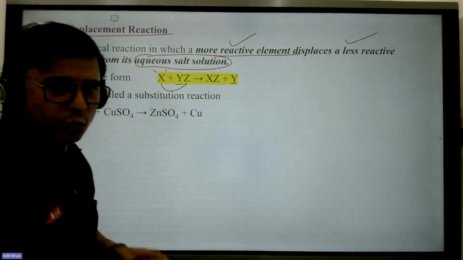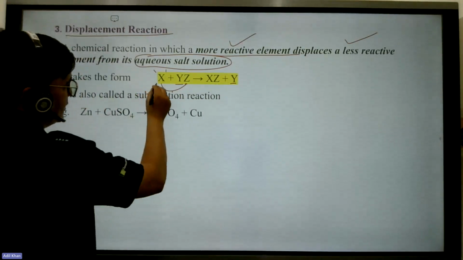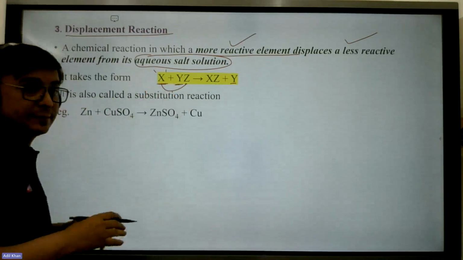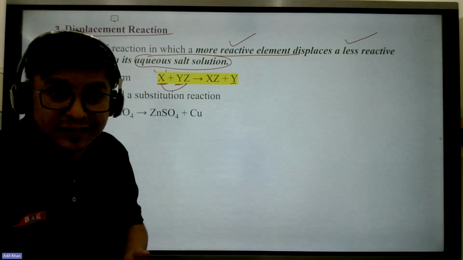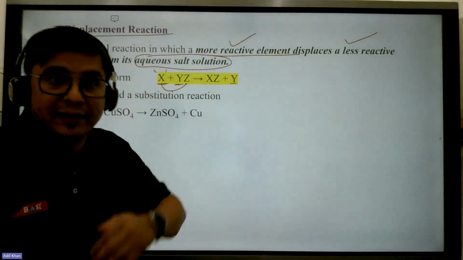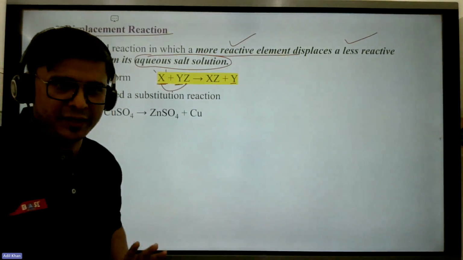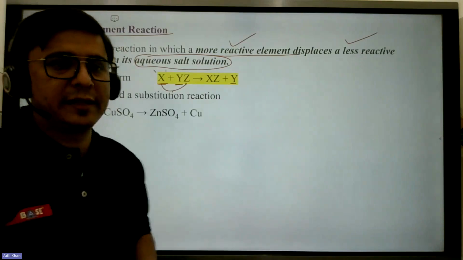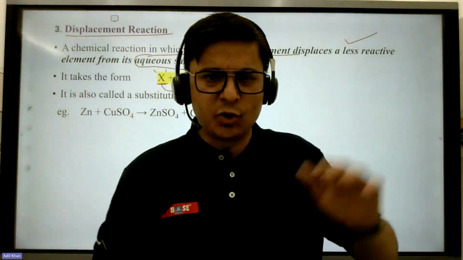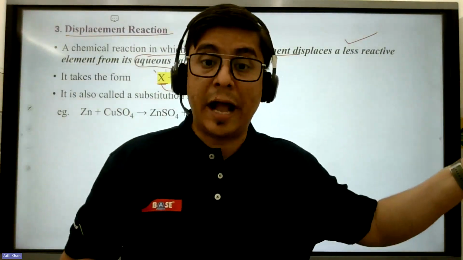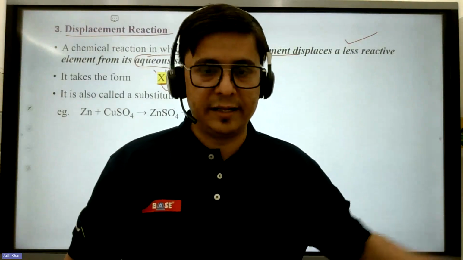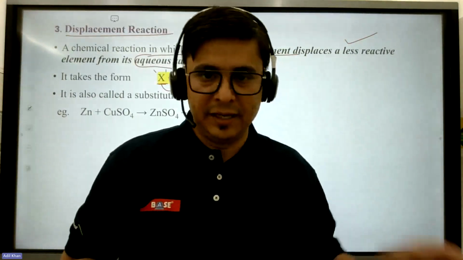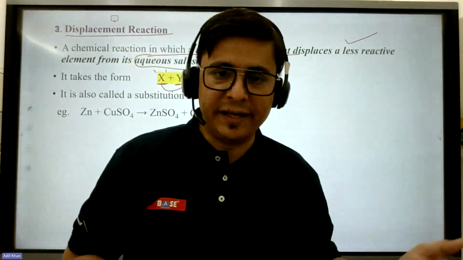Now here one thing you have to notice is that X and Y must be of similar type. It means they will be metals. So one metal will be displacing another metal. Generally it is like that. It's not like you will take a metal which goes and displaces a halogen. Metal will displace a metal. Eatable is displaced by something eatable.